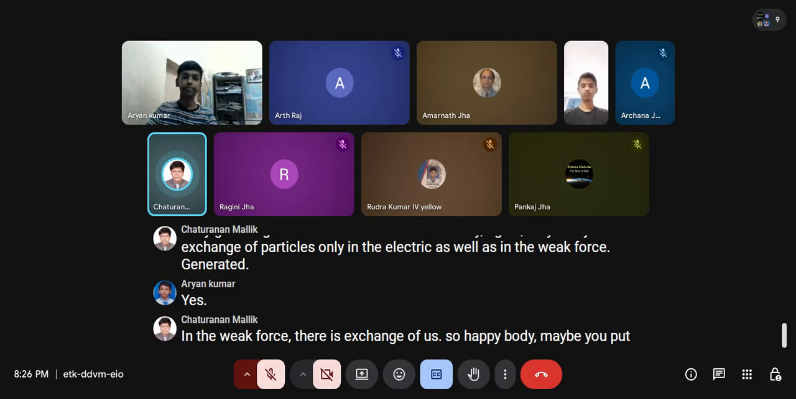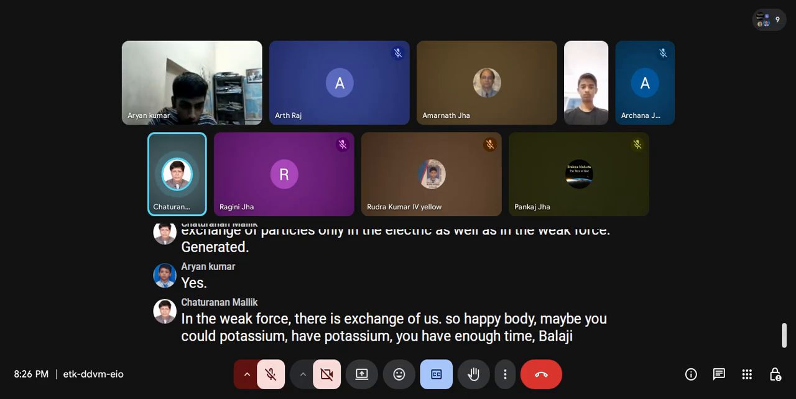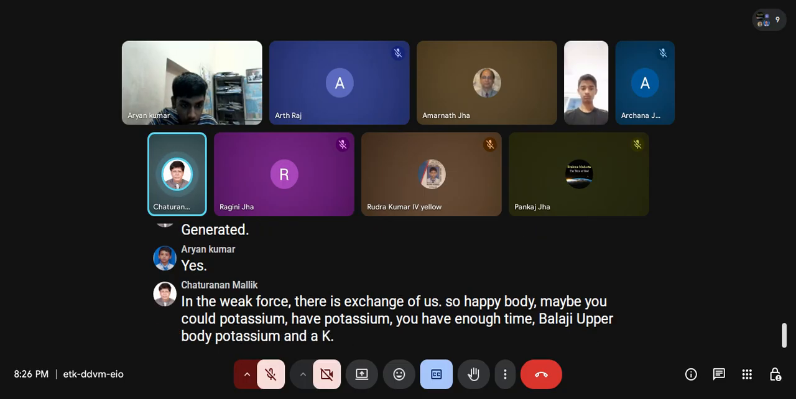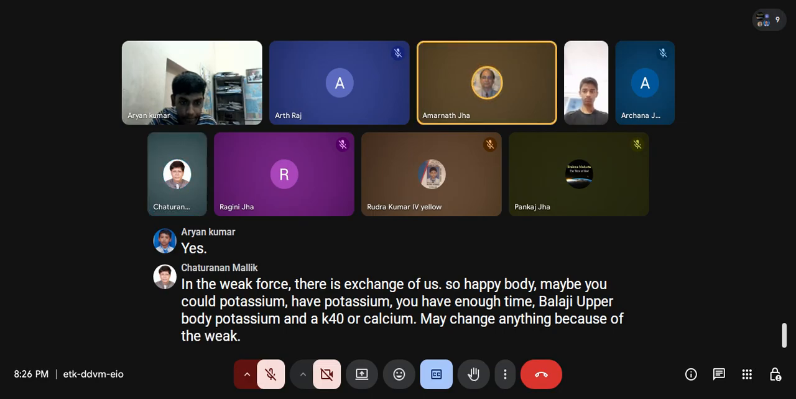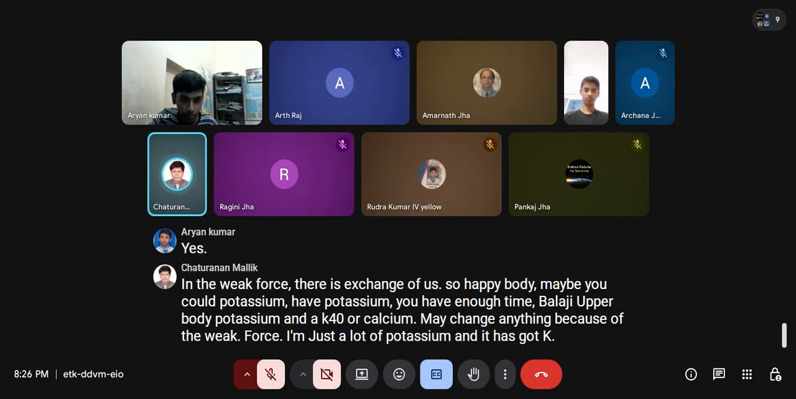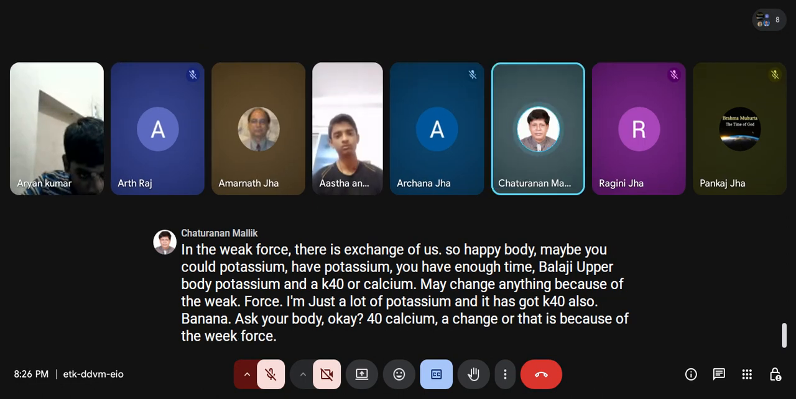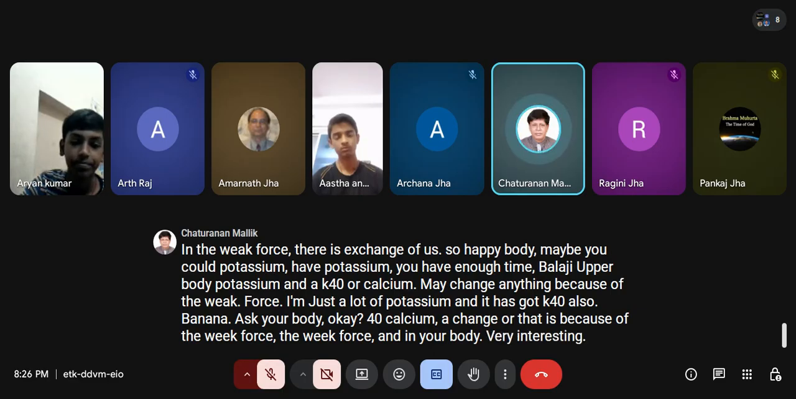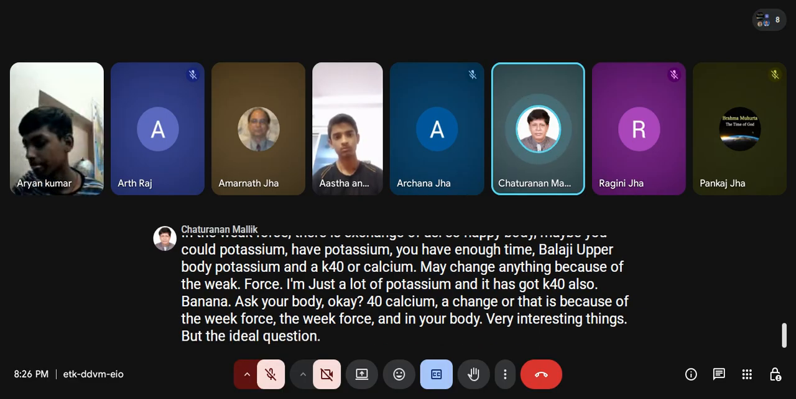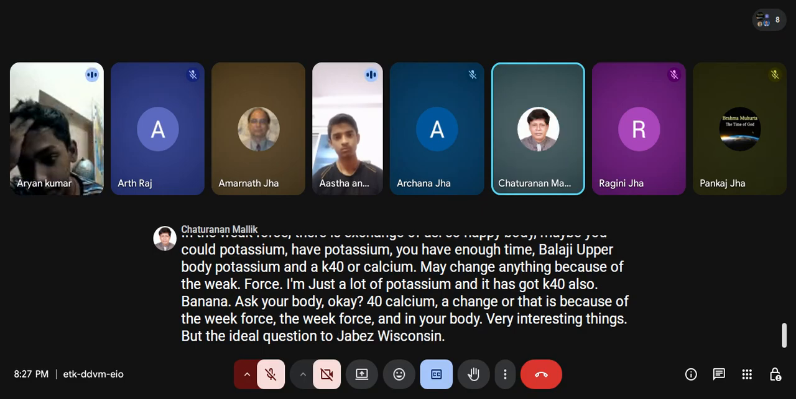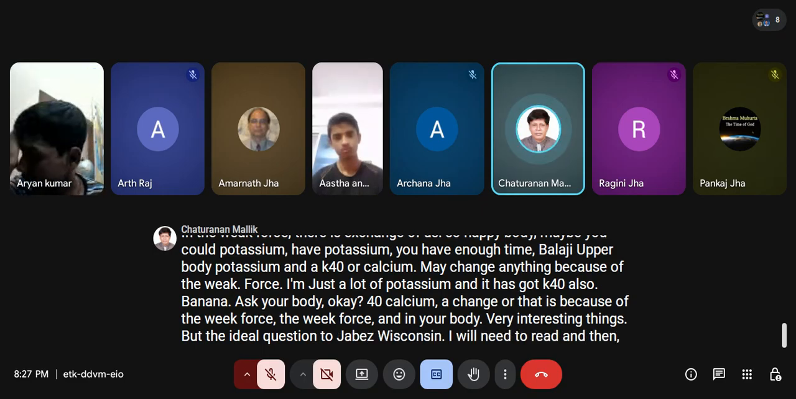So the potassium in your body, K40, changes into calcium. It's because of the weak force. The bananas you eat have a lot of potassium and they have K40 also. Going into your body, that K40 changes into calcium. It's because of the weak force. There is a weak force acting in your body itself. Very interesting things. But I don't have the answer to the question Aryan asked. I will need to read and then answer your question.